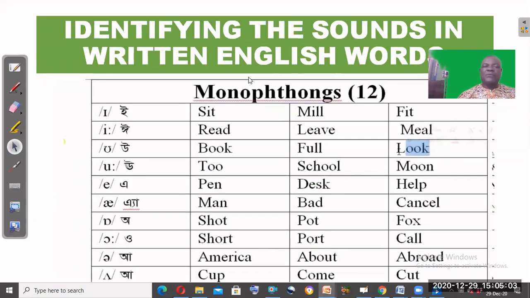All right? Now let's look at how these sounds occur in written English words. Identifying the sounds in written English words. We begin with the short E sound. This sound occurs in the following words. You can hear this sound in sit, meal, fit. All right? Let me try to highlight them. This is E as in sit, meal, fit.